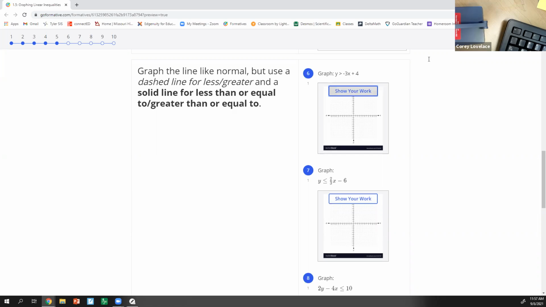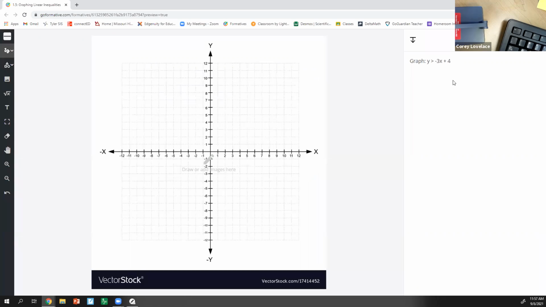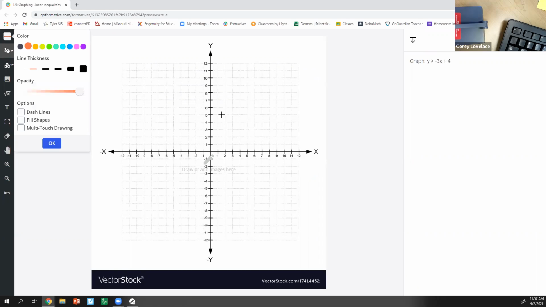So this one, it's already in slope-intercept form. So I would do what I would normally do. Look at the intercept, that's positive 4. So that tells me my first point is up here at positive 4. And then my slope is negative 3. So I'm going to go down 3 over 1. Repeat that one more time, down 3 over 1.